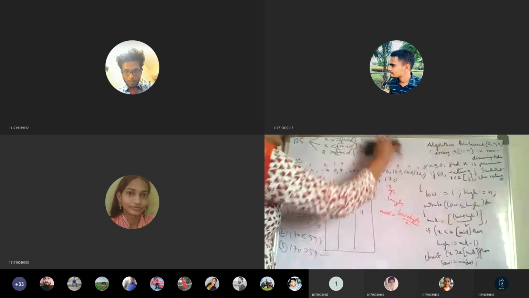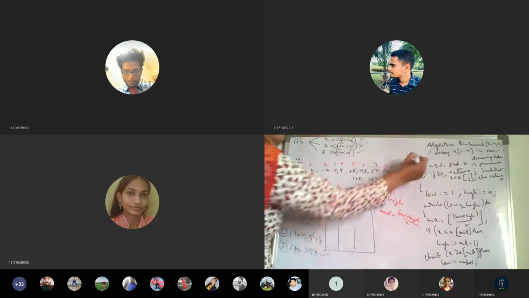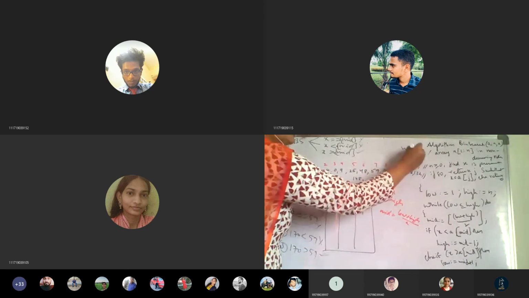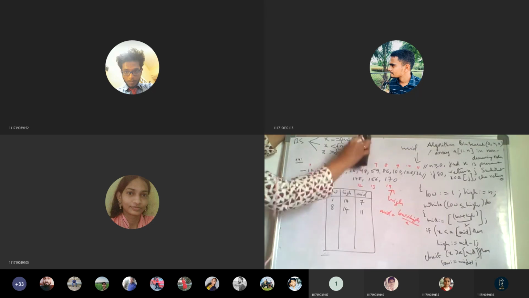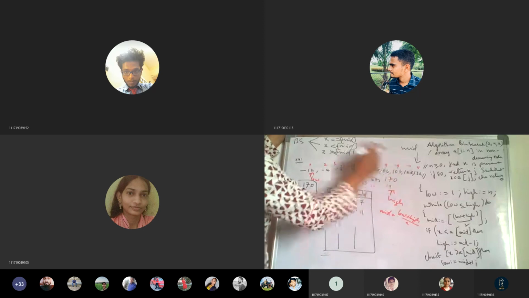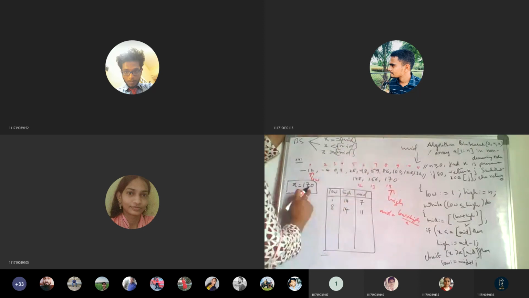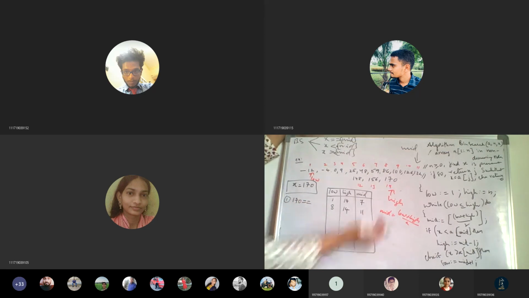So our mid value is 11 now. So now what we have to check? Check for the first condition. X is nothing but 170. So first condition: is 170 equal to A of mid?